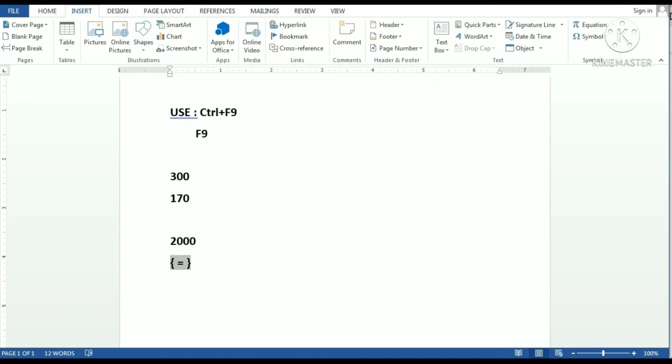Equal to 500 divided by 50. Now press F9 to see the result.